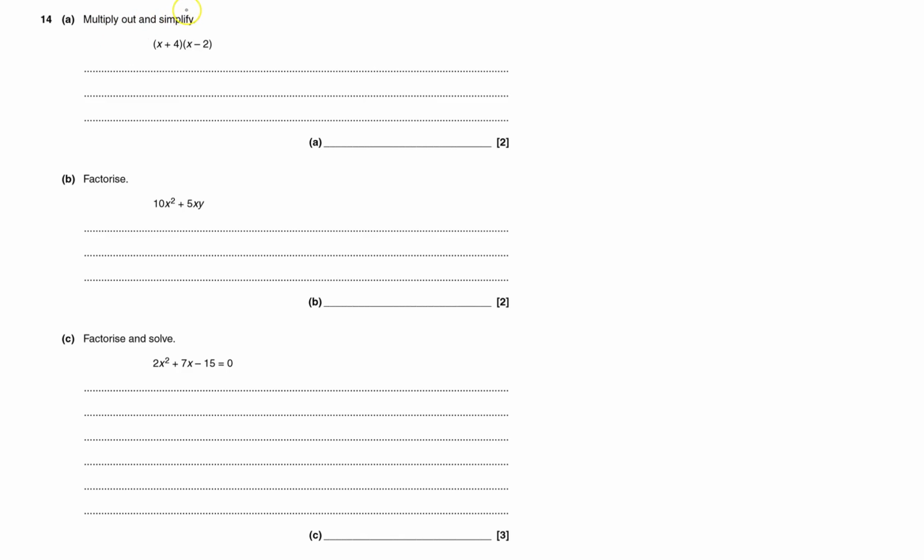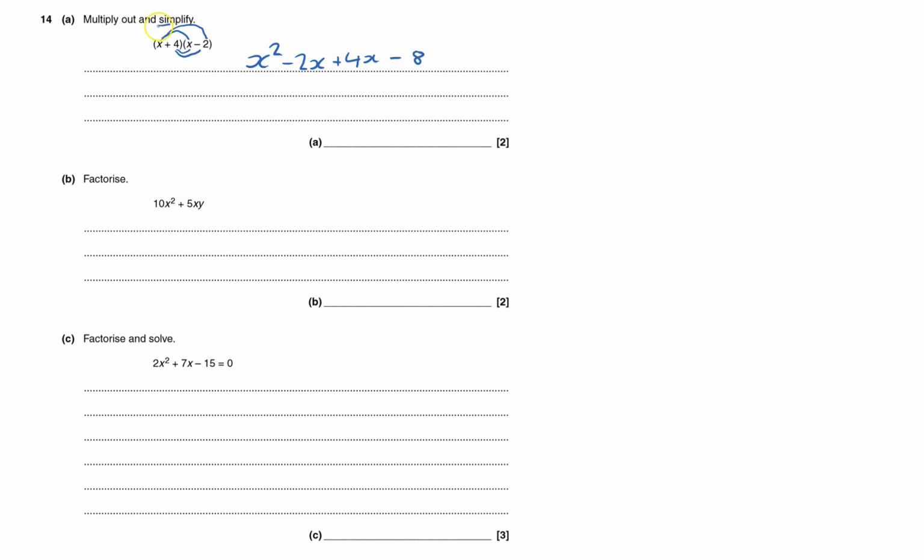Going to multiply out and simplify. So I've got everything in this first bracket, it's got to be times by everything in the second bracket. So first thing, x times x, and I'll work it out as I go through. That's x squared. X times the minus 2 is minus 2x. So I've done the x times everything, and now the 4 times the x, that's positive, so that'll be plus 4x. And finally, 4 times negative 2 is negative 8.